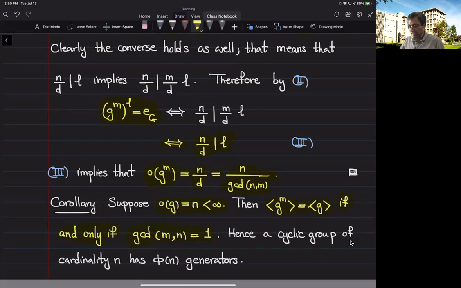And therefore, a cyclic group of order n, of cardinality n, has phi of n generators. When I say generators, I mean the elements that generate this cyclic group. And we are finding out that precisely Euler phi function of n many elements generate G.